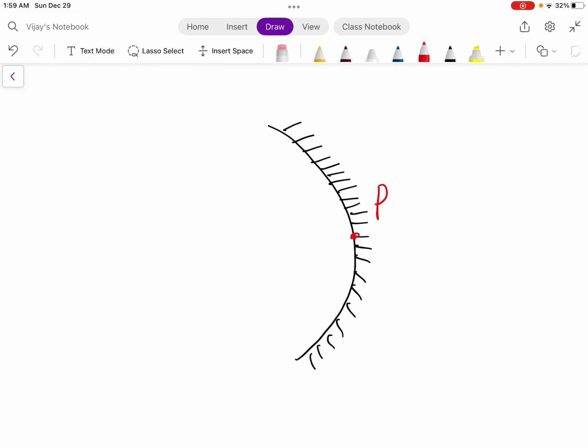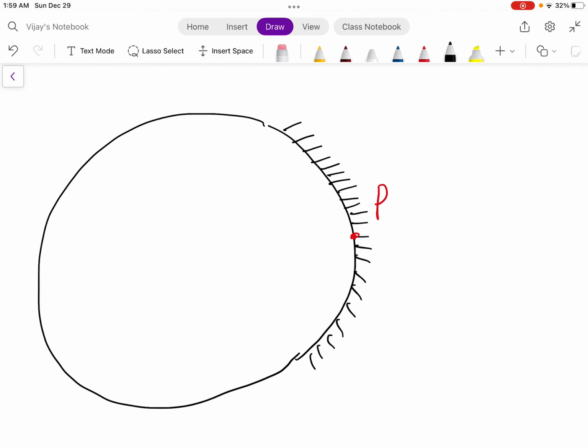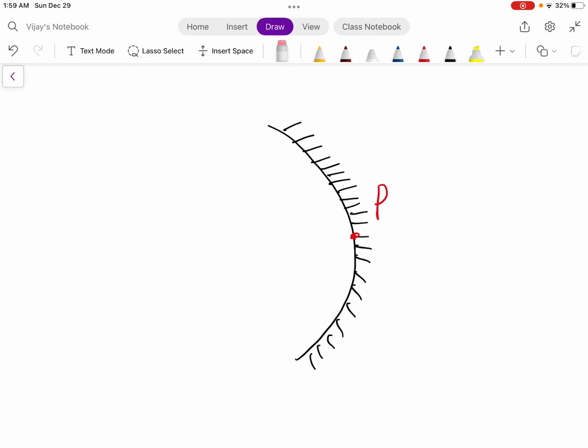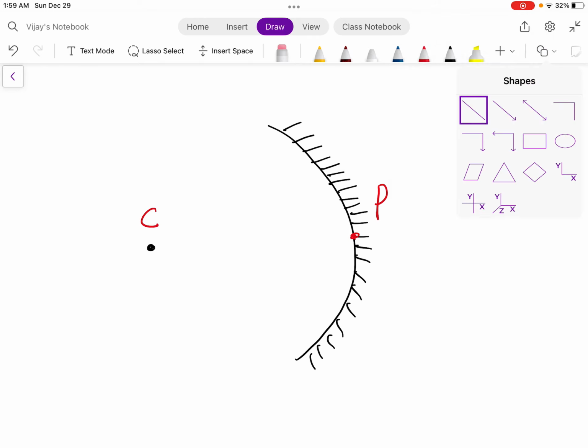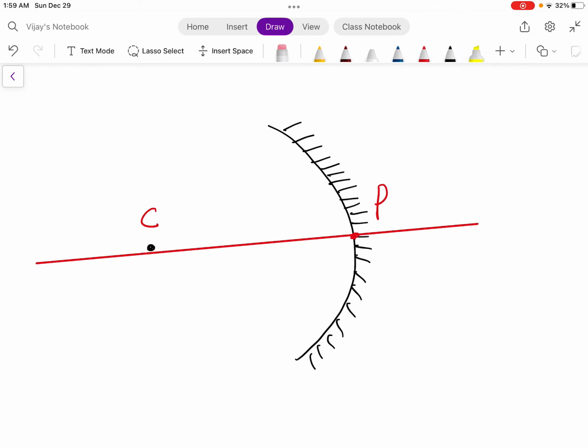Pole. Now see here, you can think of this mirror as part of a sphere or part of a circle. If this mirror is part of a sphere, it will have a center. That center is called the center of curvature. So what is P? Pole. What is C? Center of curvature. Now you pass an imaginary line between C and P. This is called the principal axis.